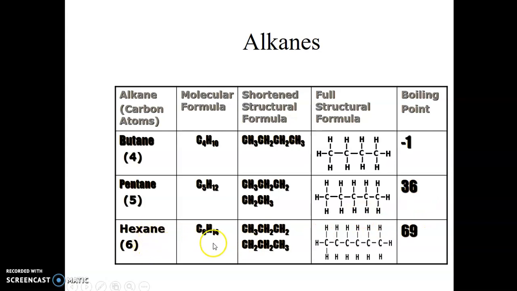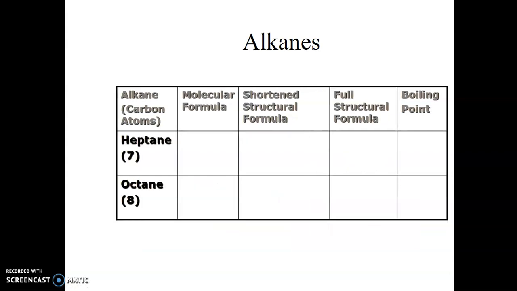Hexane, C6H14, CH3, CH2, CH2, CH2, CH2, CH3. And again, you see that pattern as you move along the structural formula. And again, the boiling point is higher than the previous. And then the last two that you would encounter are going up to the 7 and 8 carbons. Heptane, if you want to have a go at these two.